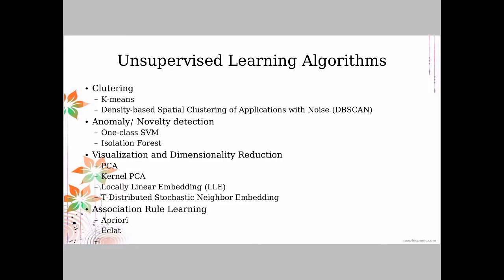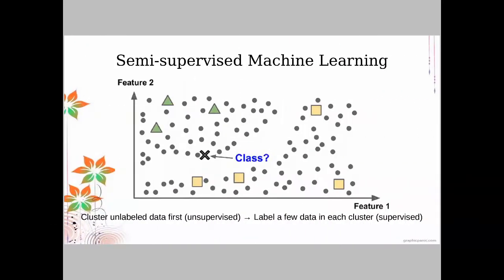And then for association rules, we have Apriori and ECLAT. ECLAT is not actually a name, it's an acronym, okay? So anyway, those are some examples of the unsupervised learning algorithms, and they are actually the more complex versions of algorithms.